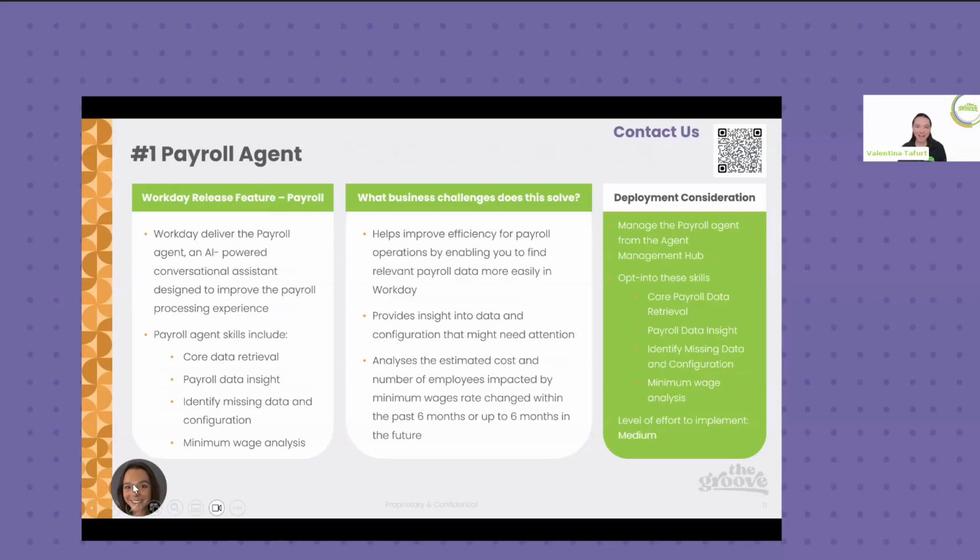Hi, everyone. My name is Valentina Taffert. I am a payroll consultant here at The Groove, and I'm really excited for all the updates that we're going to be talking about today in the payroll field. We're going to start with one of my favorites. It is the payroll agent.